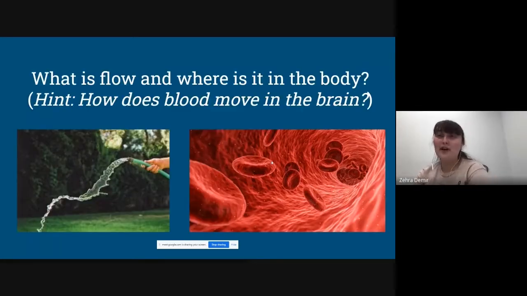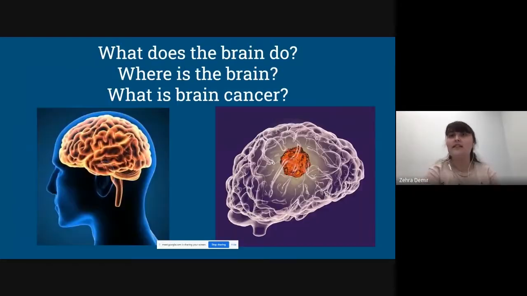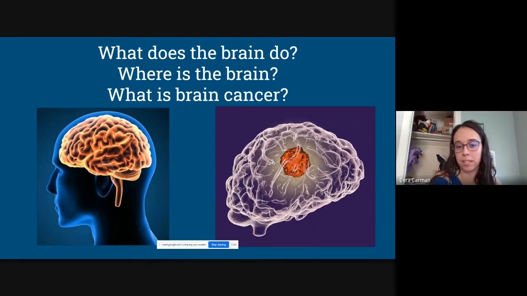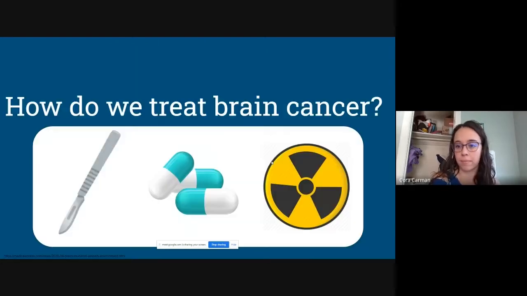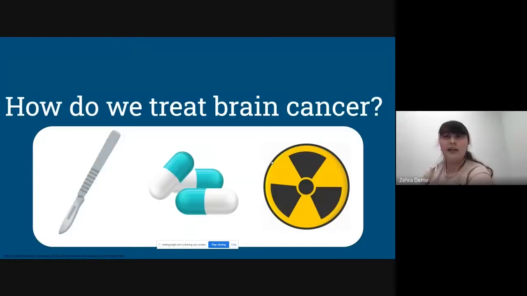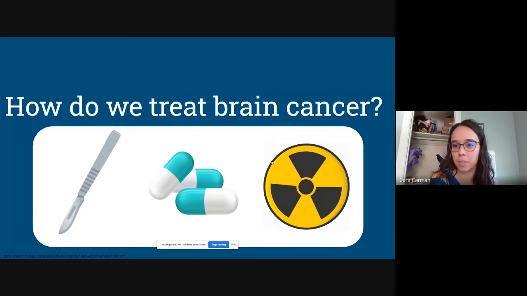Flow in the body is similar to how water flows out from a hose. Does anyone know what brain cancer is specifically? It's when cells reproduce multiple times and create a mass that can harm the other healthy functions that exist in that organ type. Does anyone know how we currently treat brain cancer? We have resection, shown in the image on the far left with a scalpel, chemotherapy in the middle, and radiation on the far right.